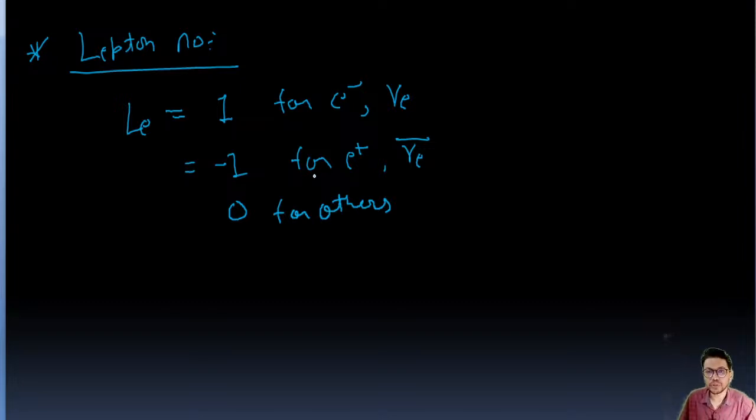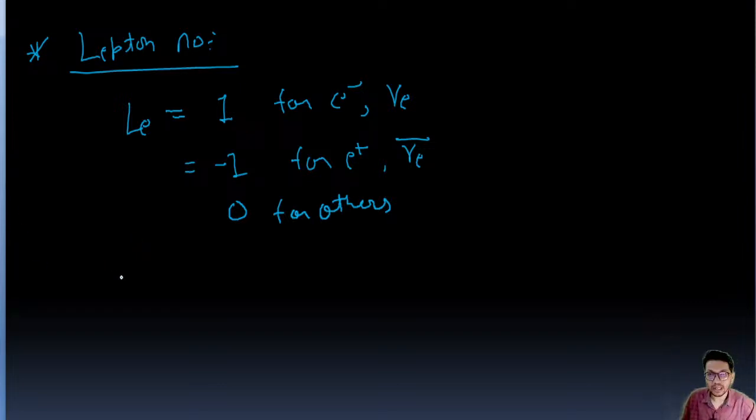When I solve questions, I will explain how lepton number is conserved and how baryon number is conserved. This is important. But as of now you need to know how to get the lepton number. For electron and neutrino, lepton number is +1. For the antiparticle of electron and the antineutrino, lepton number is -1. For others, lepton number is going to be 0 because they will not come in the lepton category.